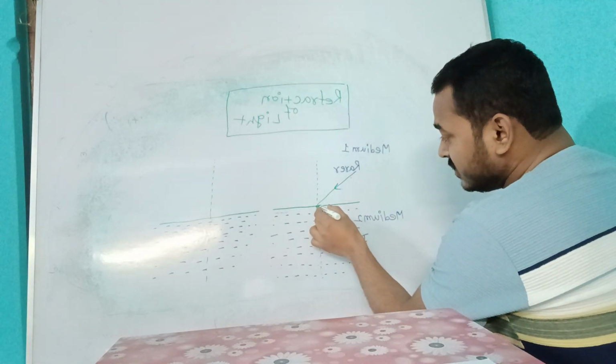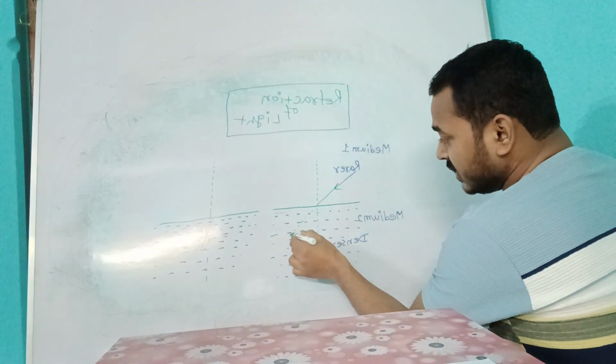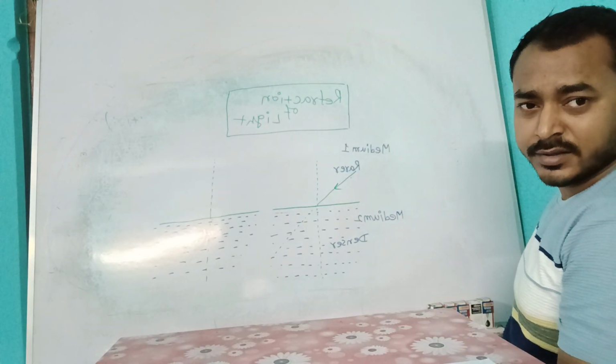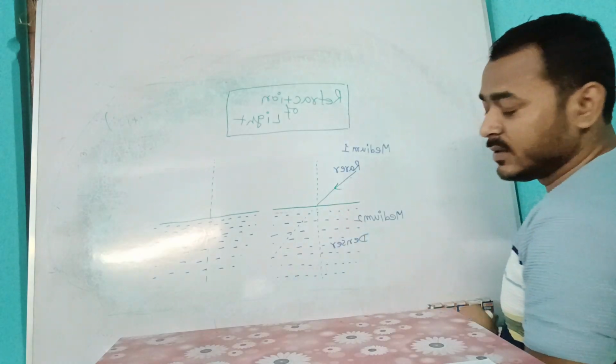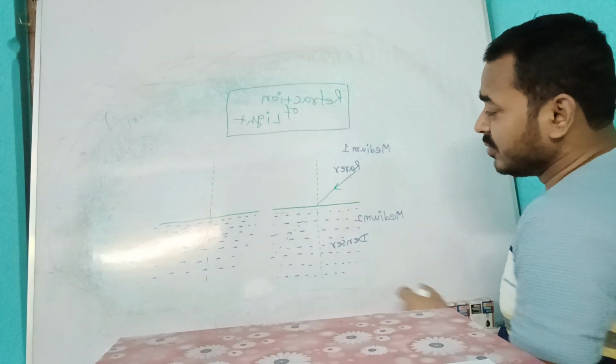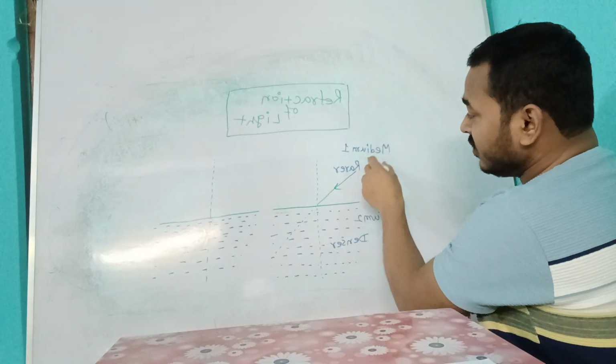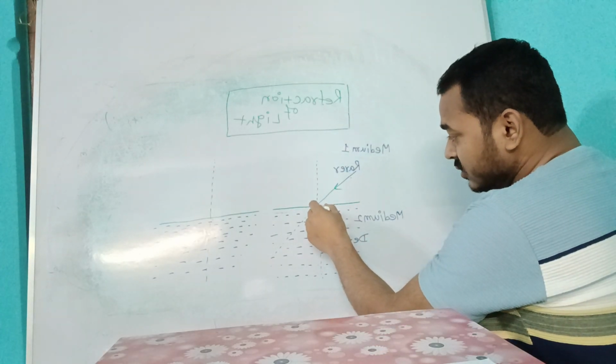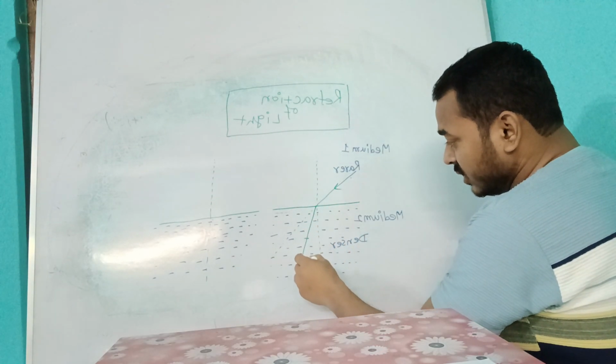Sir, this is the path. Practically, we can say a straight path. Light always travels in a straight line, so it must be a straight path. But practically we can observe that when light enters from rarer to denser, it bends towards the normal.